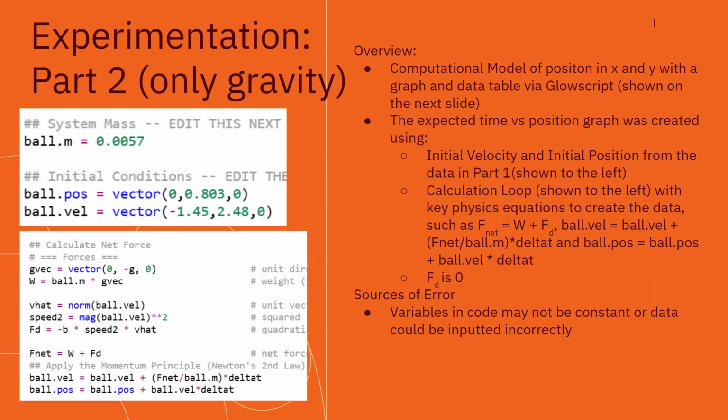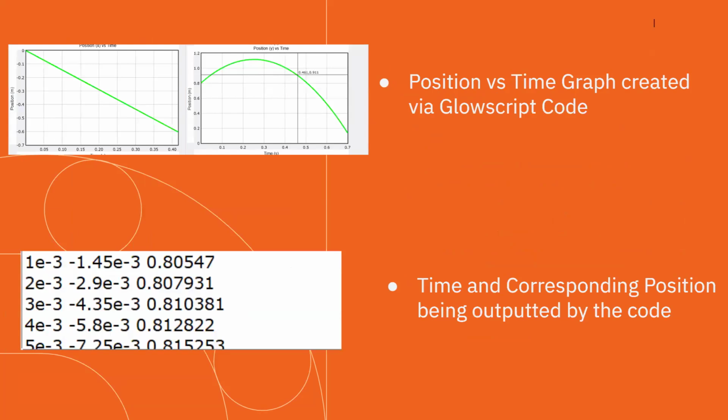Part two was the computational model, where only gravity was used initially, and key equations were used in this closed loop model, such as F net is equal to the force of gravity plus the force due to drag, the position formula and the velocity formula. And these graphs further show the position versus time graphs created by both the code as well as the table.